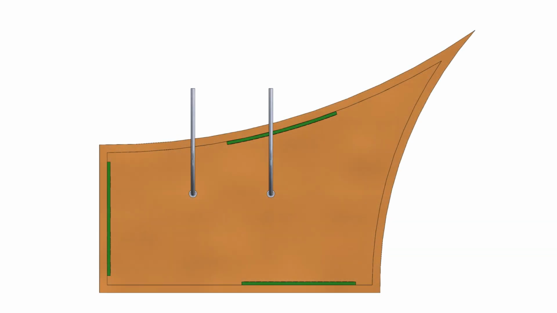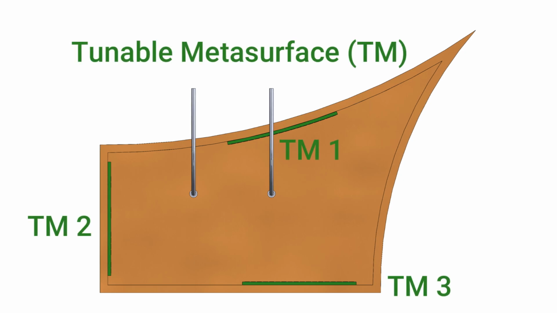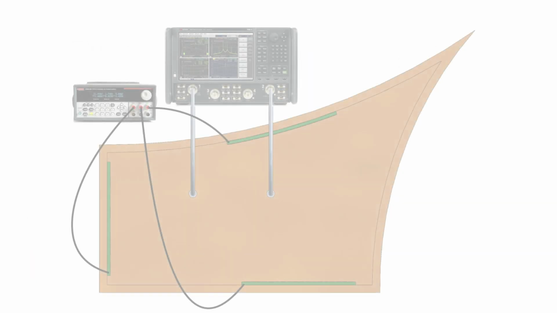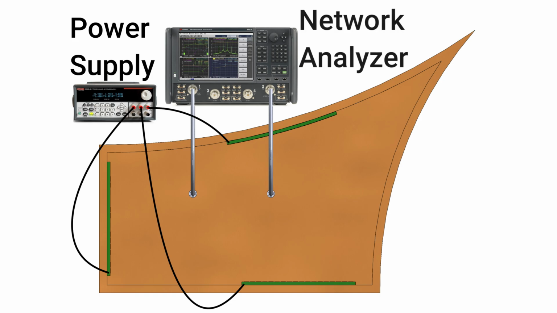The system we are using today is a quasi two-dimensional quarter bow tie billiard with 3 tunable metasurfaces along the walls of the billiard. The metasurfaces are controlled by a triple-channel DC power supply, and a vector network analyzer is connected to the billiard through coaxial cables connected to 2 ports near the middle of the billiard.